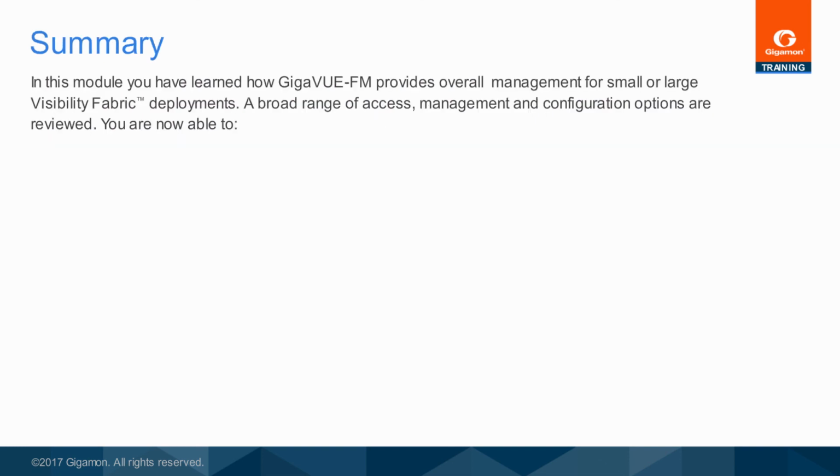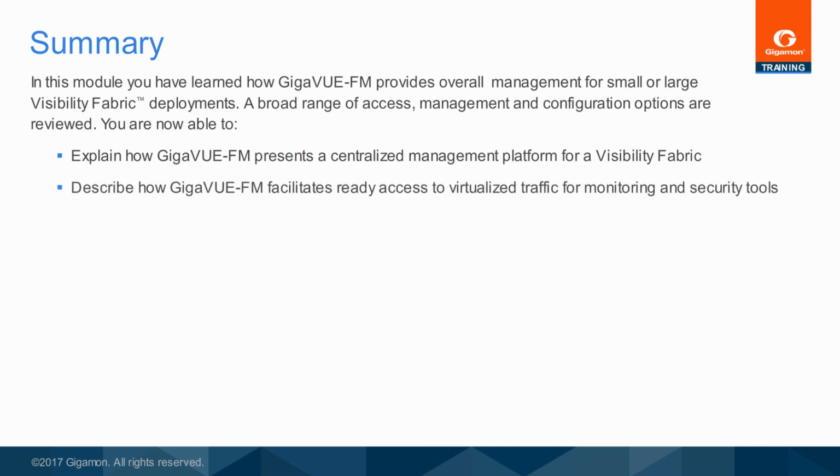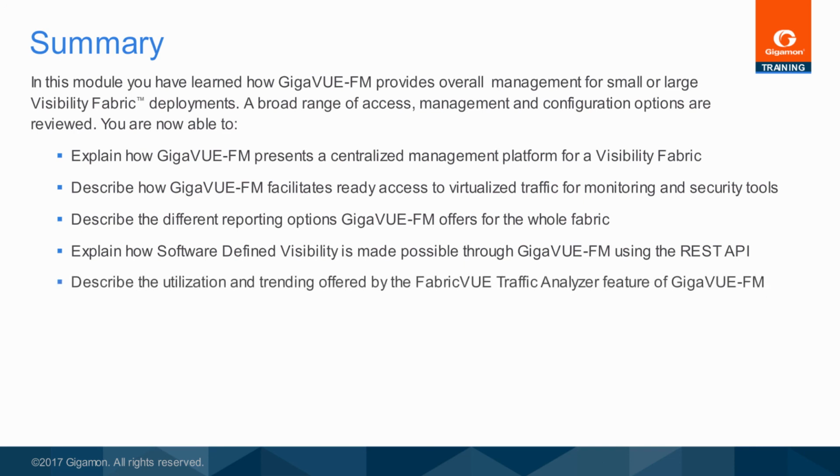In this module, you have learned how GigaVUE-FM provides overall management for small and large visibility fabric deployments. A broad range of access, management, and configuration options are reviewed. You are now able to explain how GigaVUE-FM presents a centralized management platform for a visibility fabric. Describe how GigaVUE-FM facilitates ready access to virtualized traffic for monitoring and security tools. Describe the different reporting options GigaVUE-FM offers for the whole fabric. Explain how software-defined visibility is made possible through GigaVUE-FM using the REST API. And describe the utilization and trending offered by the FabricVUE Traffic Analyzer feature of GigaVUE-FM.